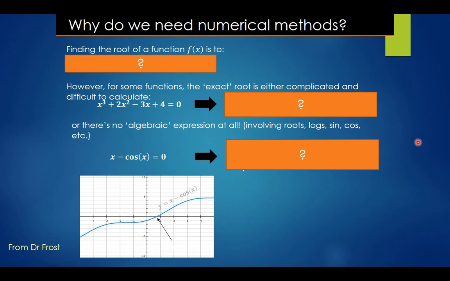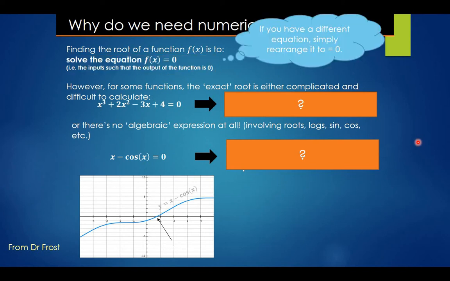Let's remind ourselves, what do we mean by a root of a function? The root of an equation is a solution of an equation. The root of a function is where the function is equal to 0. So what's the x value when the function equals 0? Or what's the x value when the graph cuts the x-axis? For our formulas before, they were not equal to 0, so you just have to rearrange it to make it equal 0 first.